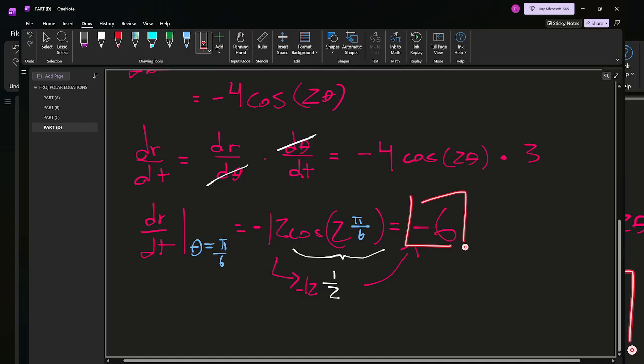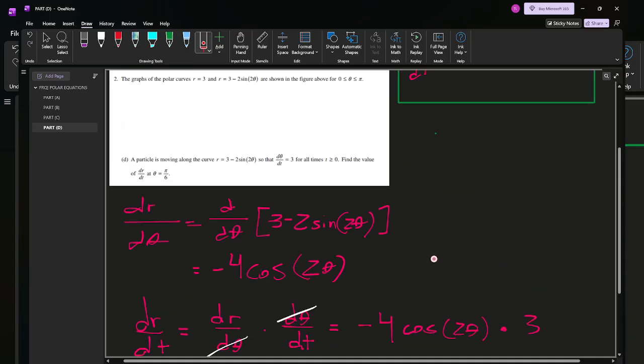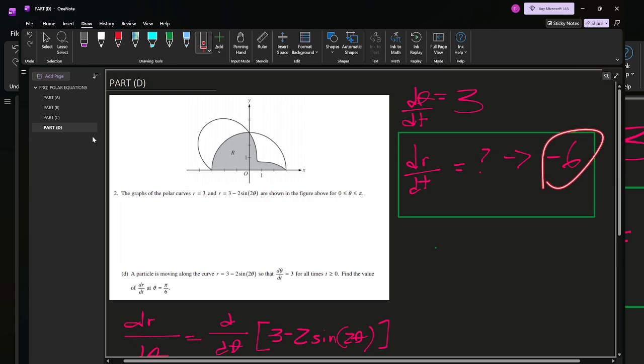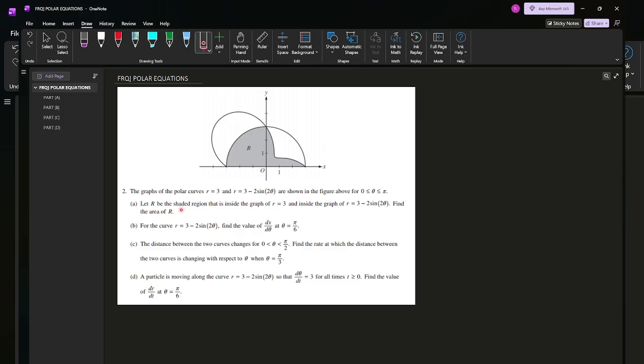So that's the value of dr over dt. So I think that's it. That's all I had to cover from A to D.